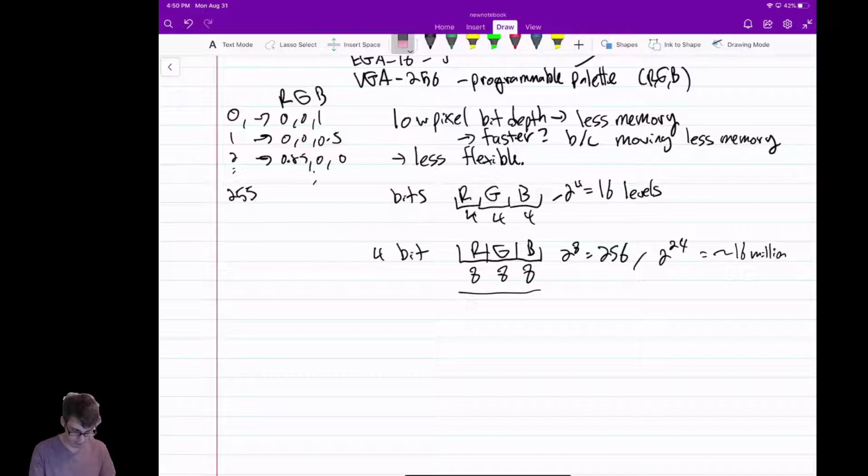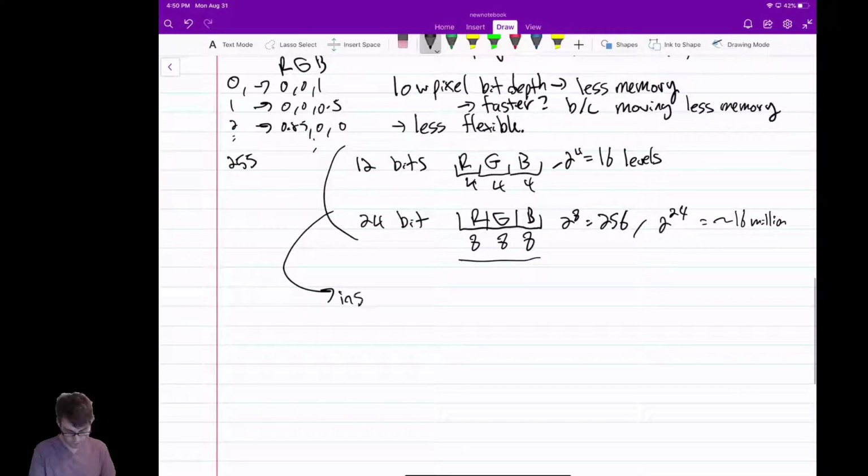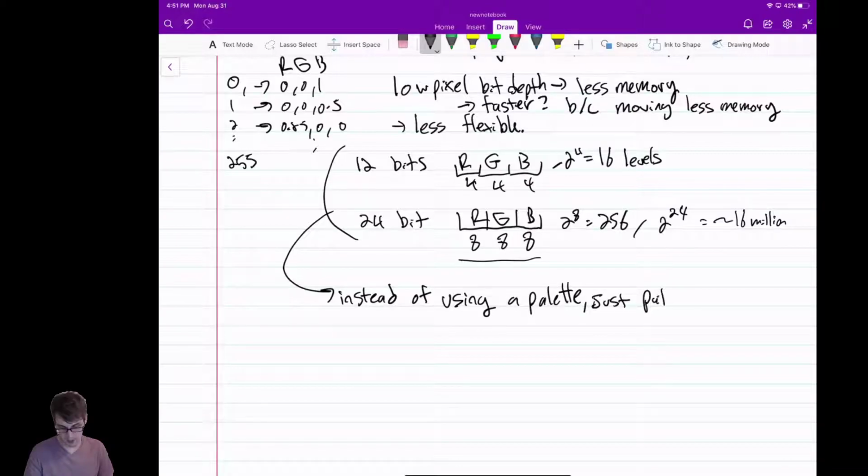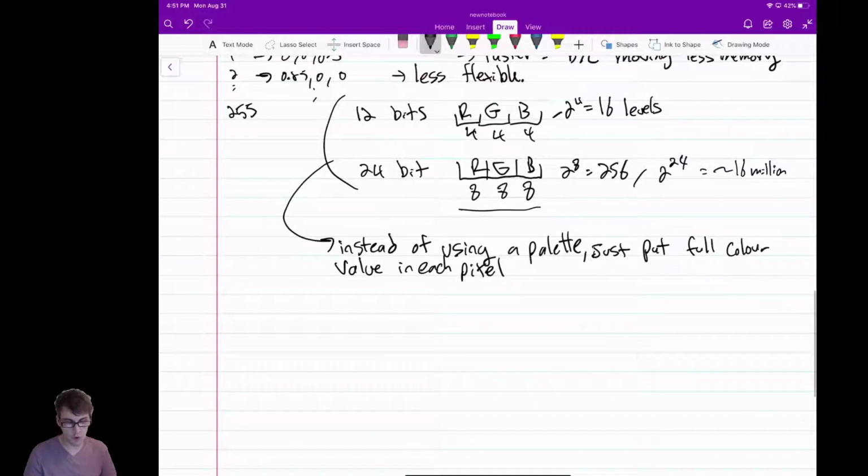Now, where am I? Yeah, and with these ones here, and woohoo, let's undo that. With these ones here, as I said, instead of using palettes, I said this, but I should write it in my notes. Instead of using a palette, just put full color value in each pixel. So you don't need a palette anymore. You just put the value you want, red, green, and blue, right in that pixel, because now we have enough memory. Of course, more memory, right? Which means slower, but flexible.